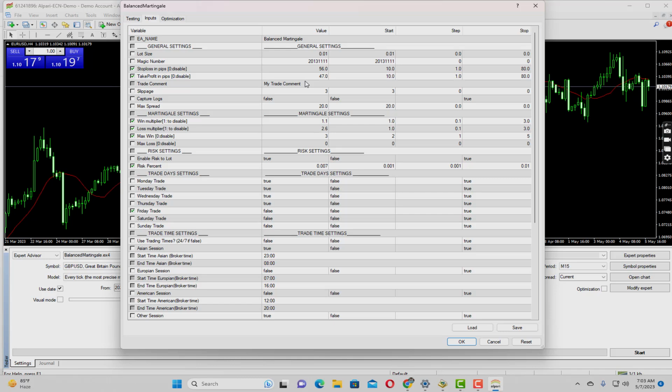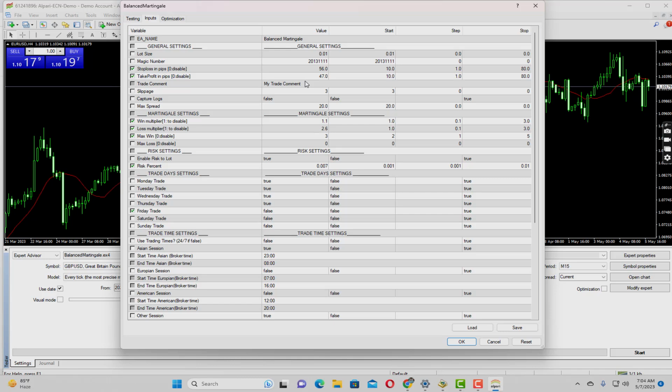One is the win multiplier and another is the loss multiplier. So in the win multiplier, we have kept it very low, which is 1.1. And in the loss multiplier, it is 2.6. And in the max win section, we have set it as 3. And in the max loss section, we have kept it as 0.